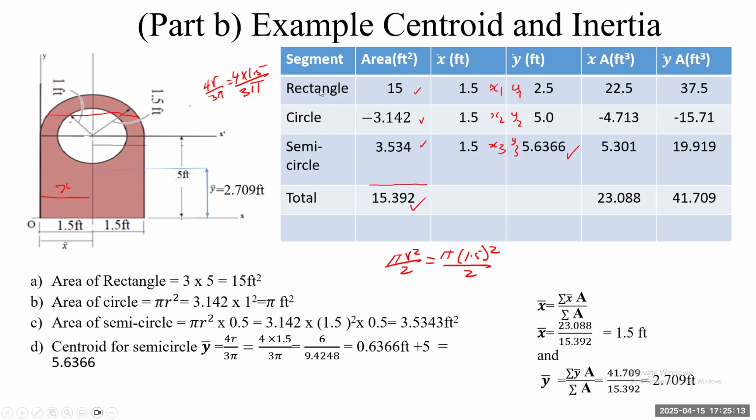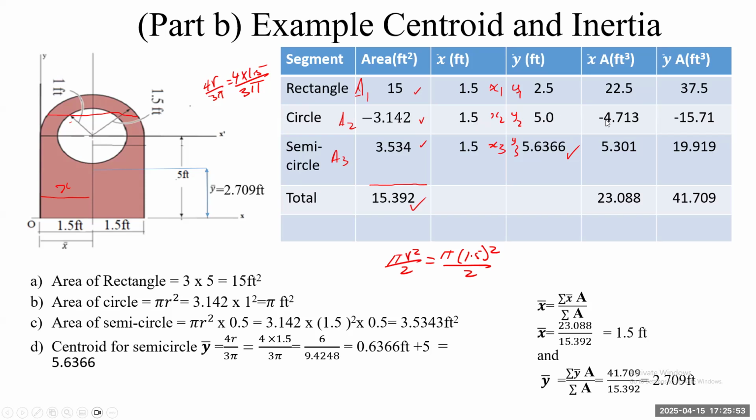Now when you finish that, remember you need to find the y bar for the centroid. So you multiply each area, whatever you want to call it, area 1, area 2, area 3. You multiply your areas by each one of the distances. Multiply them by x. So that will be 15 times 1.5. Multiply the same, minus 3.12, by 1.5.